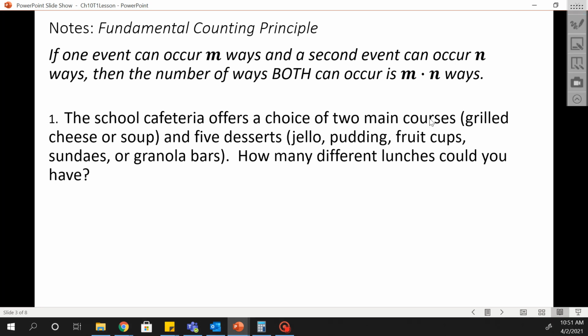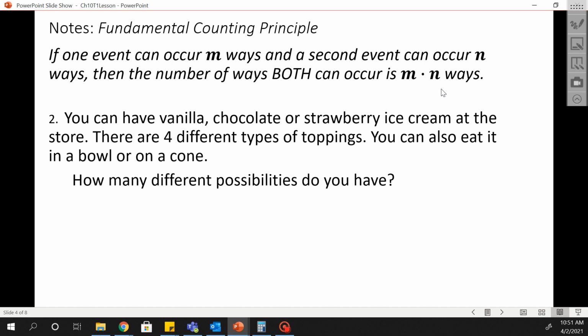Now this can be extended to more than two events. This could be extended to as many events as you want. So for number 2, you can have vanilla, chocolate, or strawberry ice cream at the store. There are 4 different types of toppings. You can also eat it in a bowl or a cone. How many different possibilities do you have?